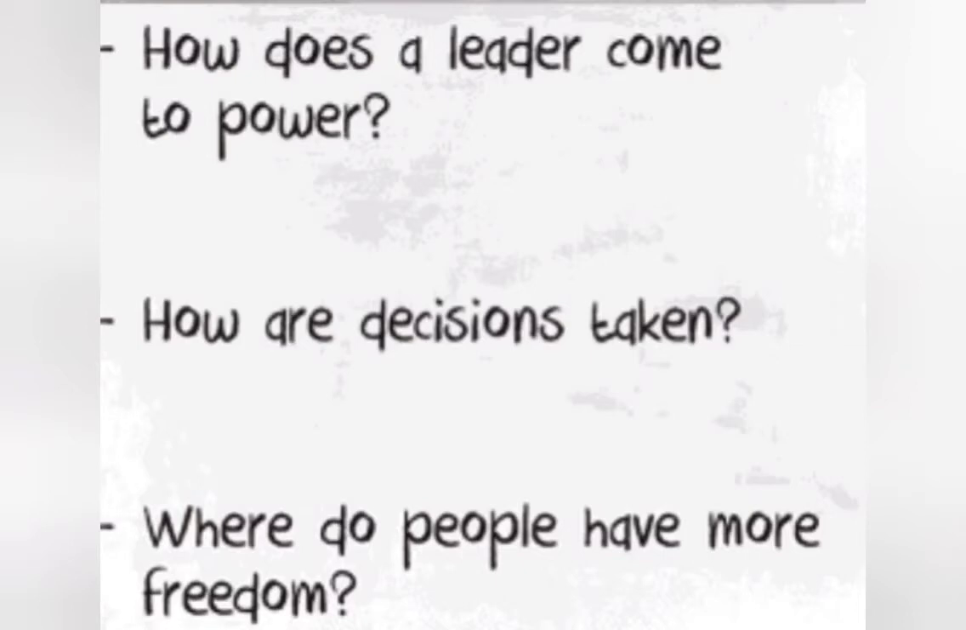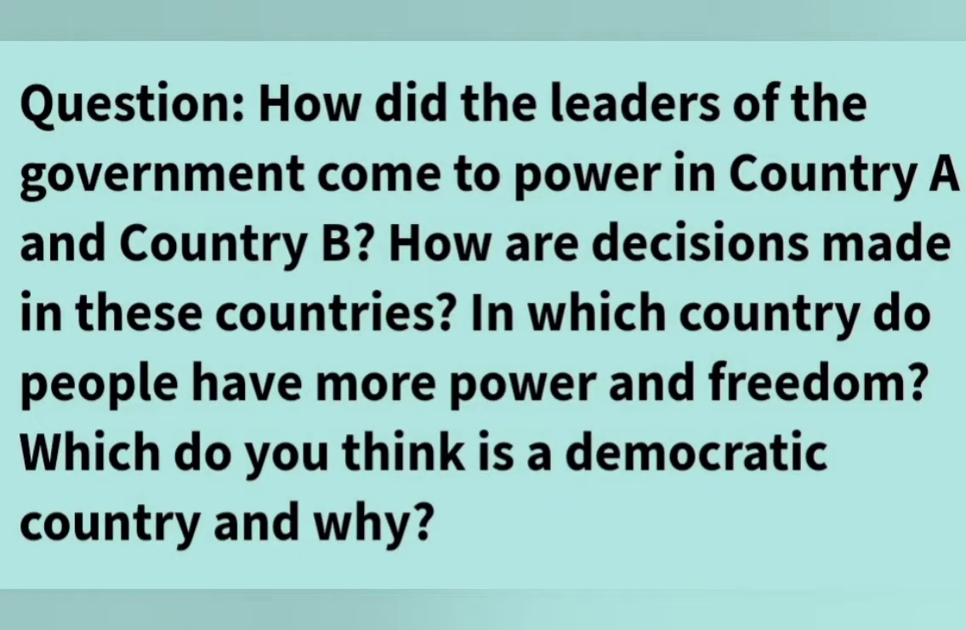Children, please read the content book and underline all the important lines from the text, which will tell how leaders are chosen and how people are treated. Now let's discuss this question. How did the leaders of the government come to power in country A and country B? How are decisions made in these countries? In which country do people have more power and freedom? Which do you think is a democratic country and why?